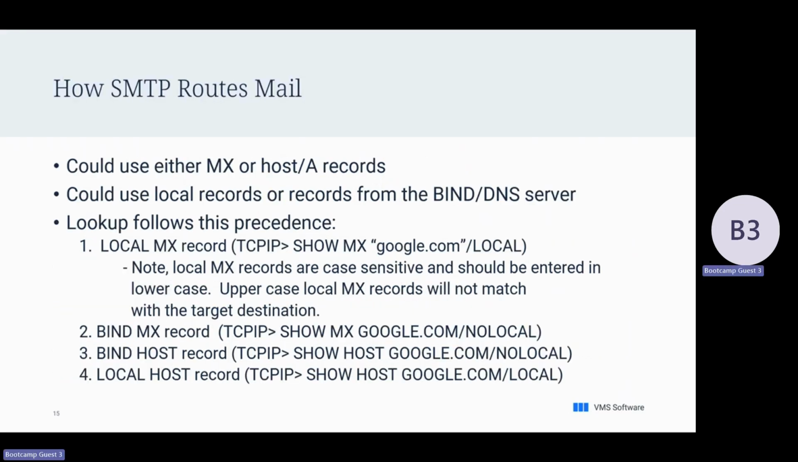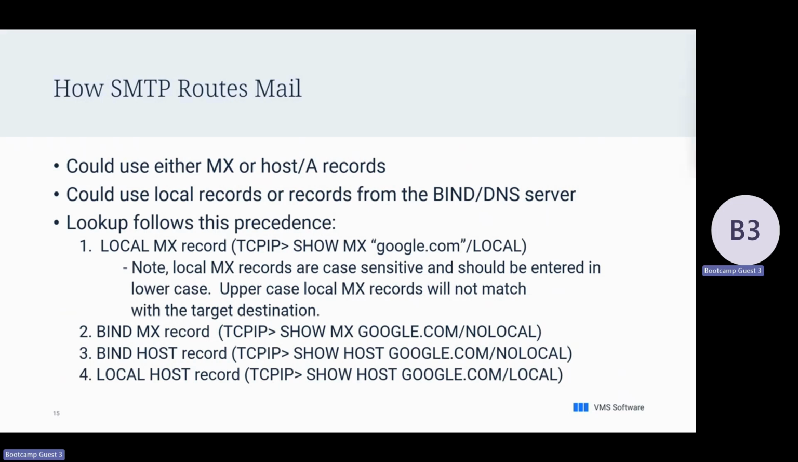So let's talk about how SMTP routes mail. Now we've already talked about if we deliver it to ourselves, we know that we hit VMS mail, deliver the thing. If it's going to leave my node, whenever we have that little box that says send remote mail, this is an explanation for that box. How do we route mail? We're going to use either an MX record or an A record, and we could use records from the BIND server or the DNS. Then we have an order of how we're going to look them up.